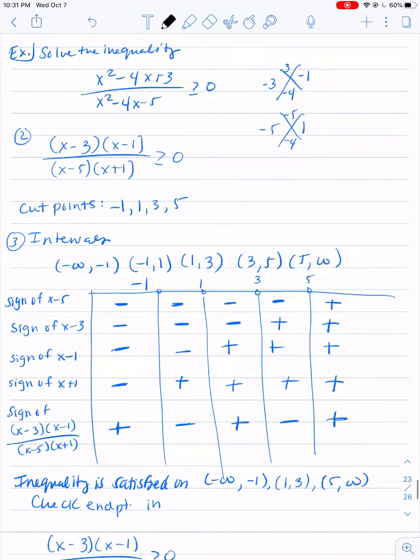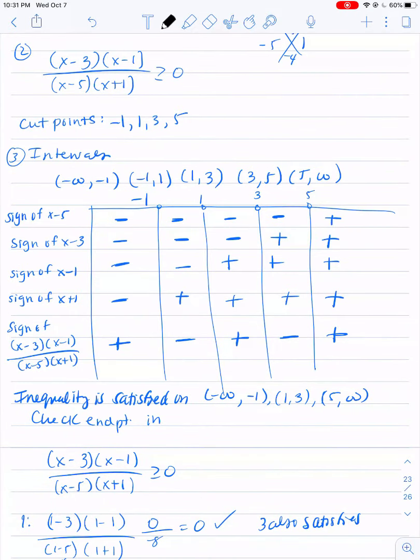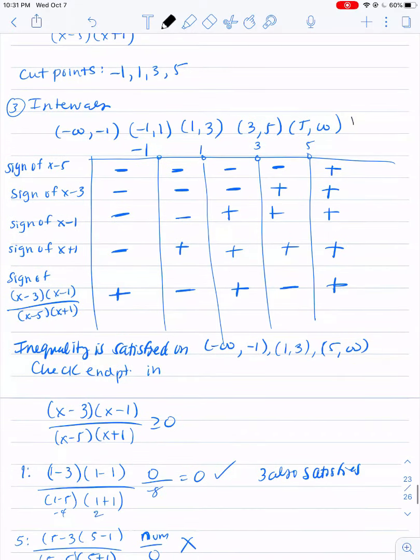Alright, so in my next example, I'm going to solve the inequality x squared minus 4x plus 3 over x squared minus 4x minus 5. So I factor it. I get x minus 3 times x minus 1 over x minus 5 times x plus 1. So my cut points are -1, 1, 3, and 5. So I split those up into these intervals here, and you can do that by using the real number line or however you want.